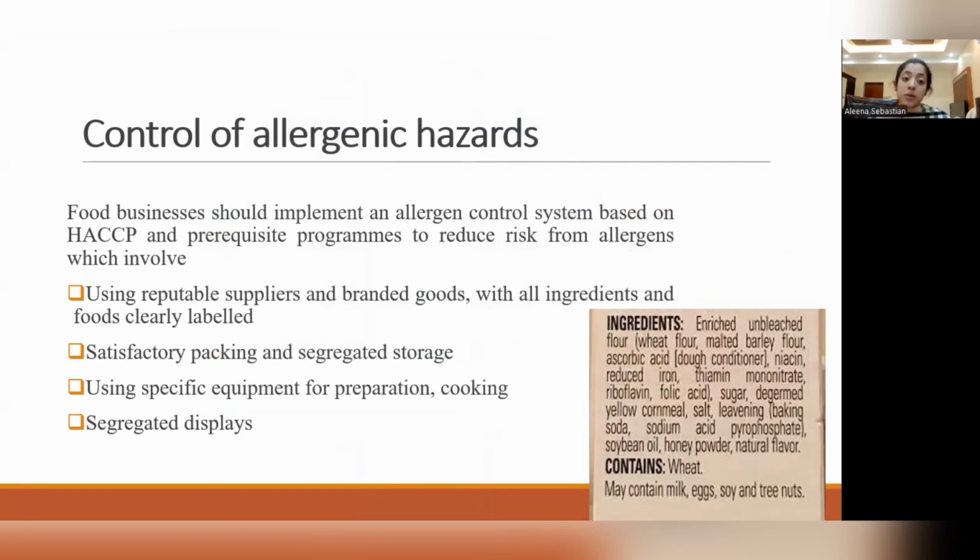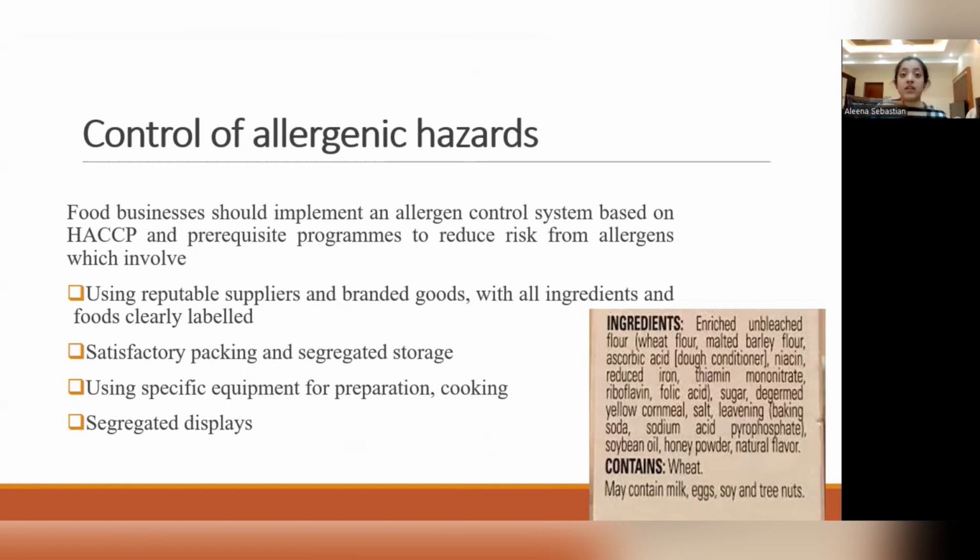So we can see, use reputable suppliers and branded goods with all ingredients and foods clearly labeled. We can see here one picture where they have shown the ingredient list, and at the bottom they have shown it may contain milk, egg, soy and tree nuts, which are allergens. Okay. Then packing should be satisfactory. It should be intact. Then when we are storing the items, it should be segregated storage.